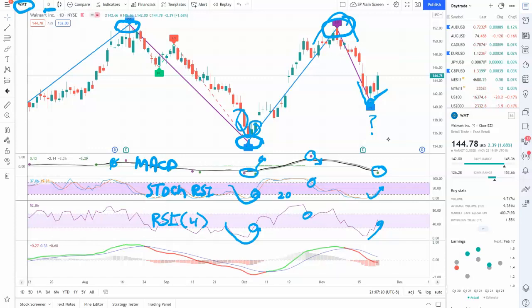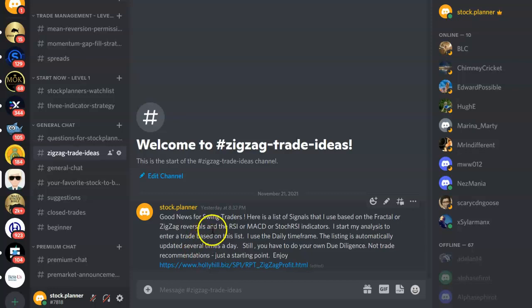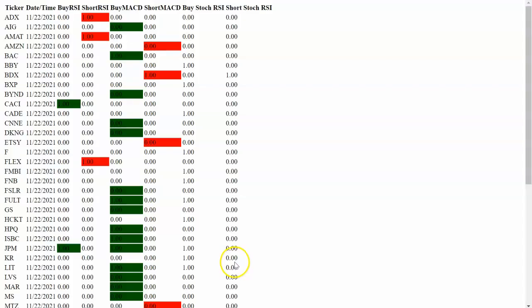Many people use the RSI and the MACD, but it really doesn't matter what indicator you use, just as long as it works. I have a free Discord chat, and I also have some paid levels, but it's under Stock Planner. And under Stock Planner, I have the Zigzag Trade Idea section, and there I have a trade list. I produce this several times during the trading day, and it's automatically updated.